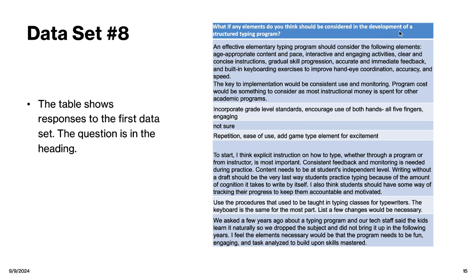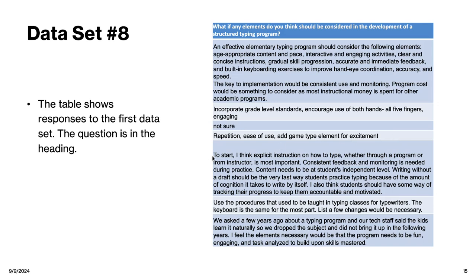What elements should be considered in the development of the structured typing program? More responses include incorporating grade level standards, encouraging use of both hands, all 5 fingers, and engaging. Another response said, not sure. Another participant said, repetition, ease of use, add a game type element for excitement.